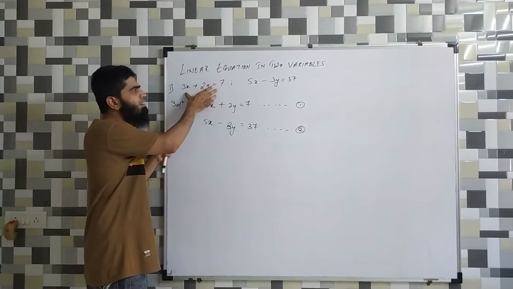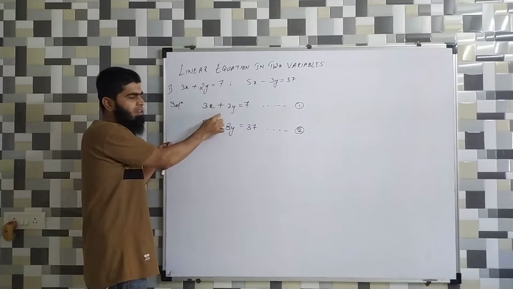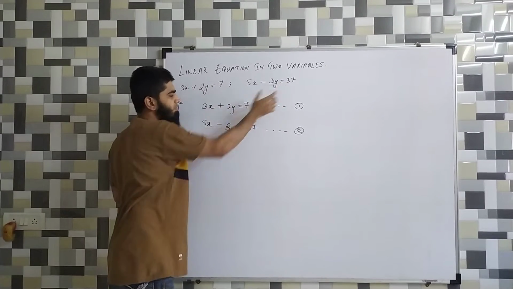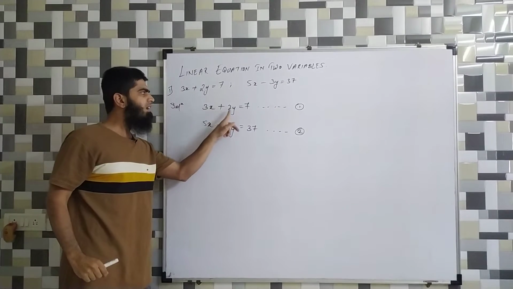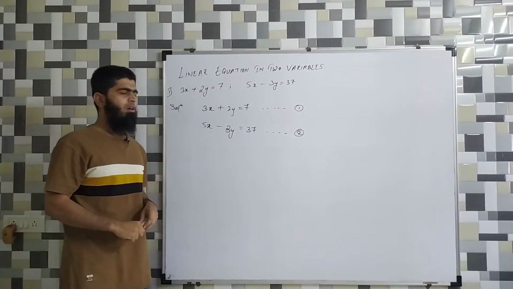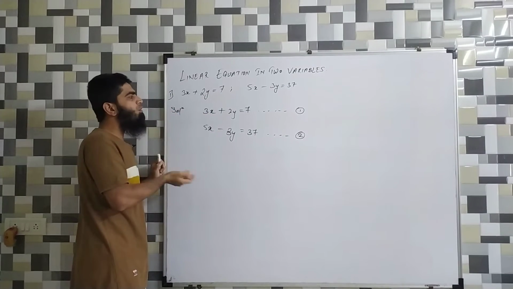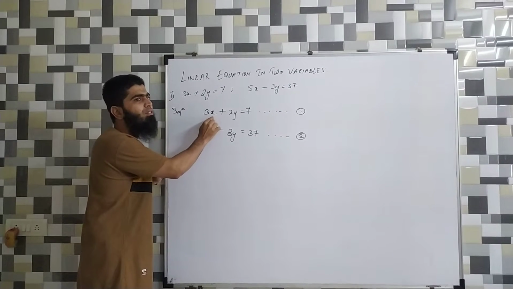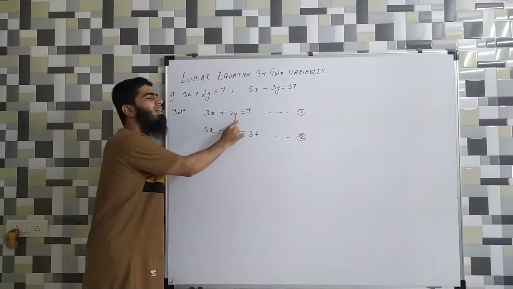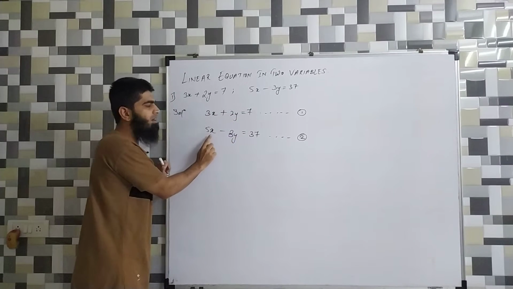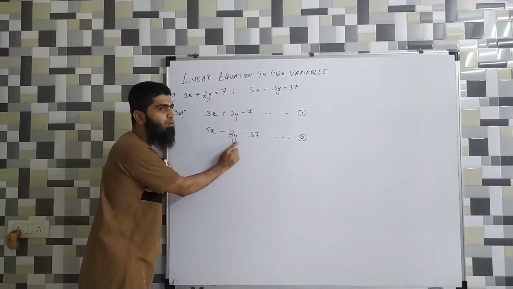Okay. So I will write the first equation just as it is: 3x plus 2y is equal to 7. And 5x minus 3y is equal to 37, as it is we have written. Now x and y are the variables. Help me with this, students. What is the coefficient of x? 3. Very good. What is the coefficient of y? 2. Very good. What is the coefficient of x? 5. Very good.